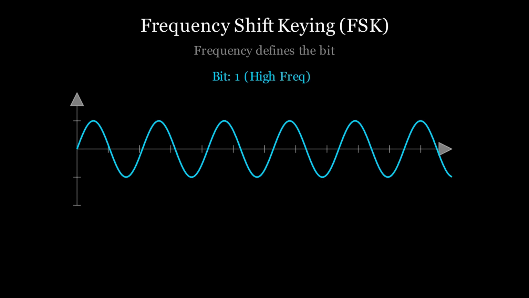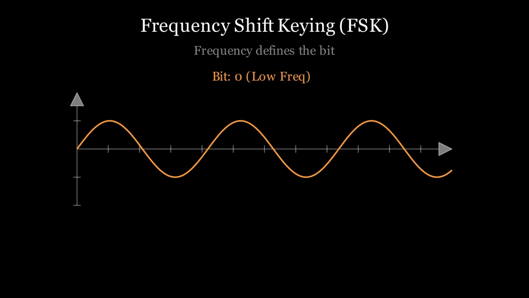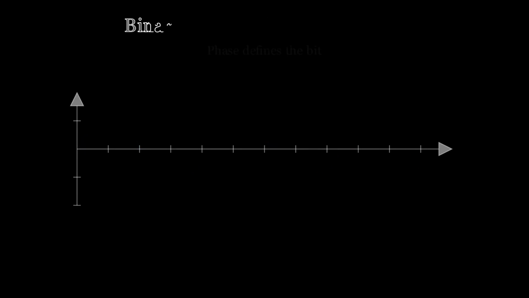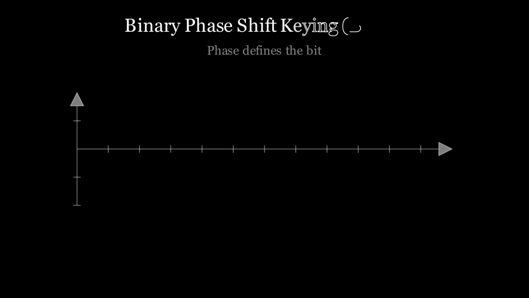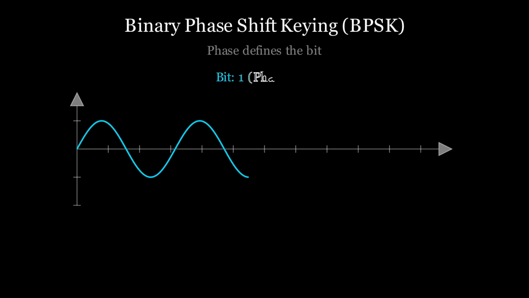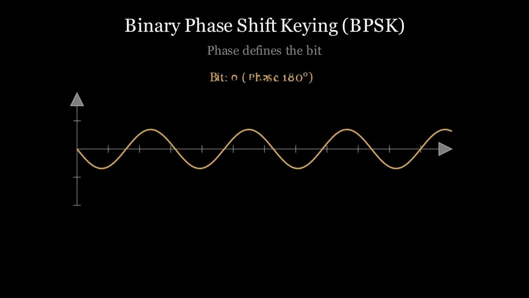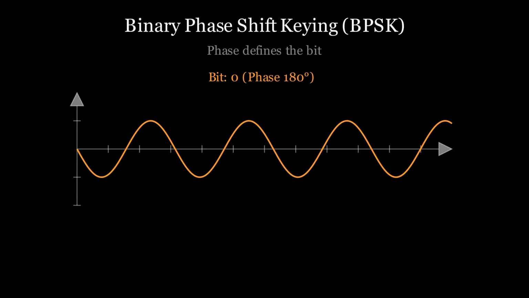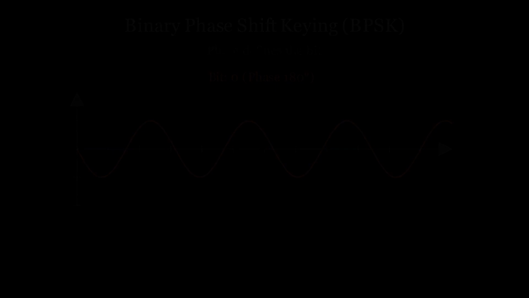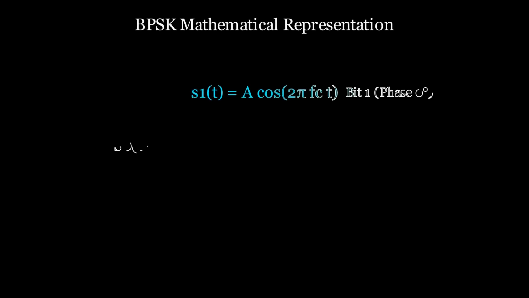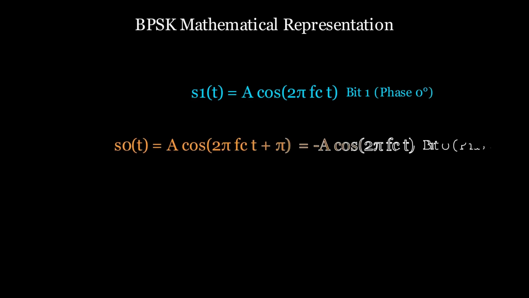But there is a more elegant approach often used in modern systems, which is BPSK, or binary phase shift keying. Here, we keep the amplitude and the frequency constant, but for a 0, we flip the wave by 180 degrees. Let's look closer at the math behind BPSK. Bit 1 is a standard cosine wave, and bit 0 is the same wave just shifted by pi. So, mathematically, cosine of theta plus pi is just a negative cosine.